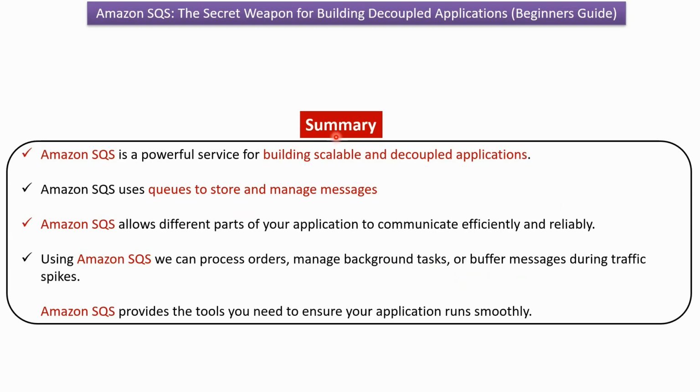Now we will see the summary of Amazon SQS. Amazon SQS is a powerful service for building scalable and decoupled applications. Amazon SQS uses queues to store and manage messages. It allows different parts of your application to communicate efficiently and reliably. Using Amazon SQS, we can process orders, manage background tasks, or buffer messages during traffic spikes. Amazon SQS provides the tools you need to ensure your application runs smoothly.